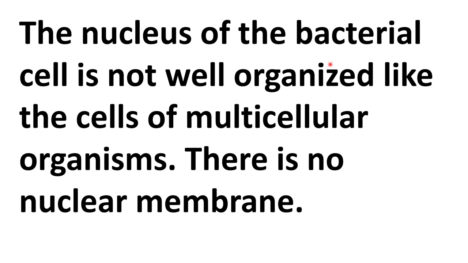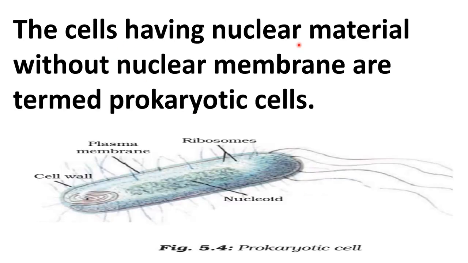The nucleus of the bacterial cell is not well organized like the cells of multicellular organisms. There is no nuclear membrane. The cells having nuclear material without nuclear membrane are termed as prokaryotic cells. So bacterial cells are prokaryotic cells. You can see a diagram of a prokaryotic cell.